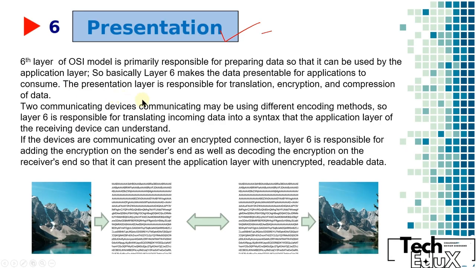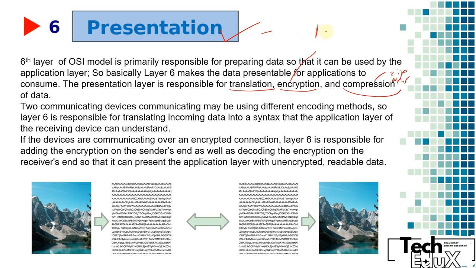The presentation layer is responsible for translation. This is going to be very important. Translation, encryption, and compression. So these three things happen at the presentation layer: translation, encryption, and compression. And we know what compression is like. If we correlate with zip or WinRAR, it is going to compress that file. Encryption, whatever the data is, it is going to encrypt into.